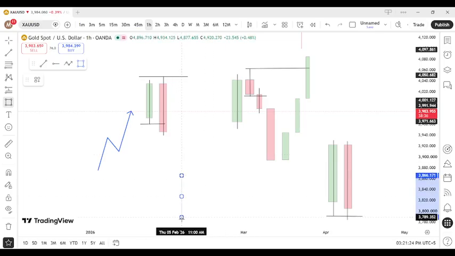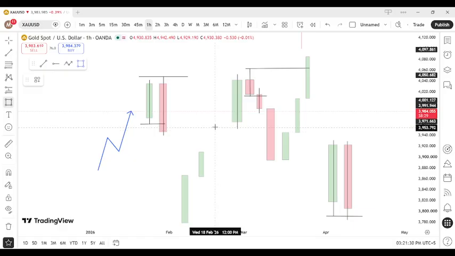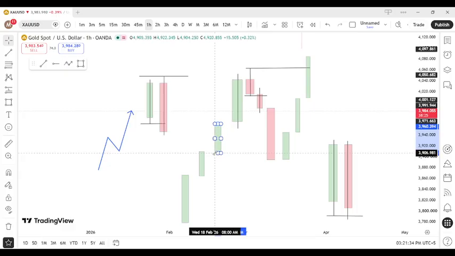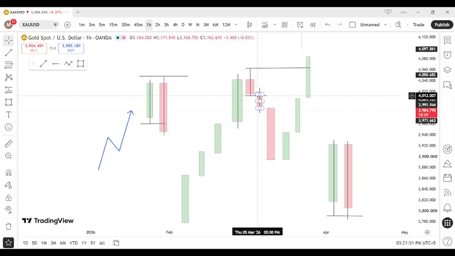The market started moving from here. It made green candles and then another green candle over here. The market is moving upward, then it made this green candle and two red candles. This red candle breaks the low of this red candle. So we have this high and we say that this is the correction which has started.